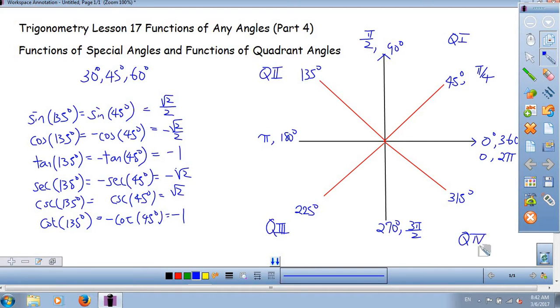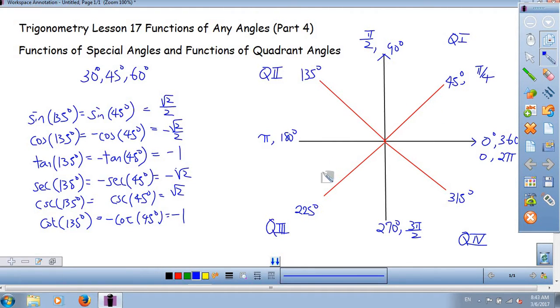Now in quadrant 4, cosine remains positive, sine and tangent become negative. So sine of 315 is negative sine of 45, and cosecant of 315 is negative cosecant of 45. But secant of 315 is the same as secant of 45. So you just have to remember the sign of the quadrant, ASTC. Remember the acronym? All Students Take Calculus.